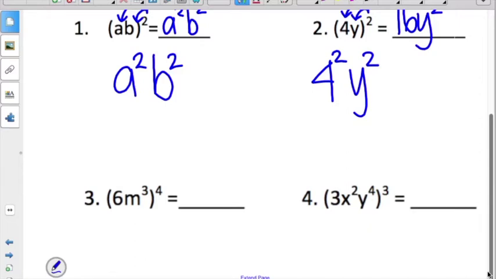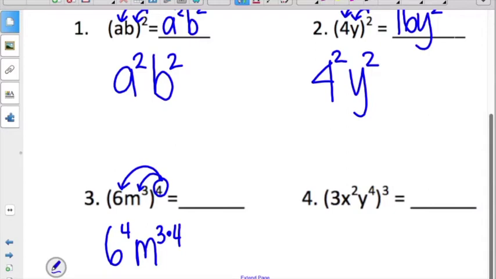Number 3, we're going to distribute or give our exponent of 4 to every term inside. So the 6 and also the m. So we get 6 to the 4th power and m to the 3. Make sure you remember that this is multiply times 4 because they're in the parentheses and outside of the parentheses. So we have 6 to the 4th power and then m to the 3 times 4, which is 12.